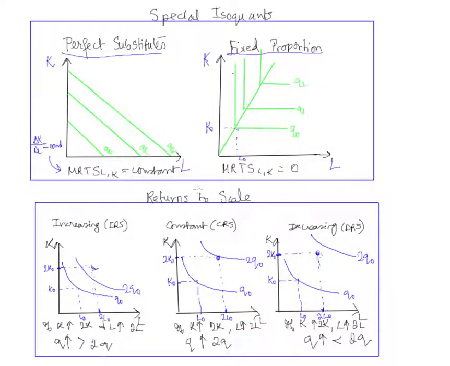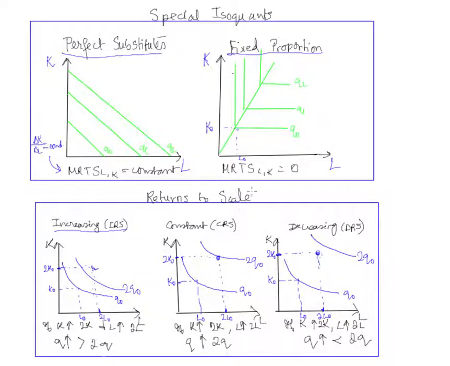In the lower panel, we show the isoquants and how they are spaced depending on returns to scale. So this relates to really the technology of production. On the first graph, we have something called increasing returns to scale, or IRS, which basically shows that if K and L are both increased by the same proportion, then output increases by more than that proportion.